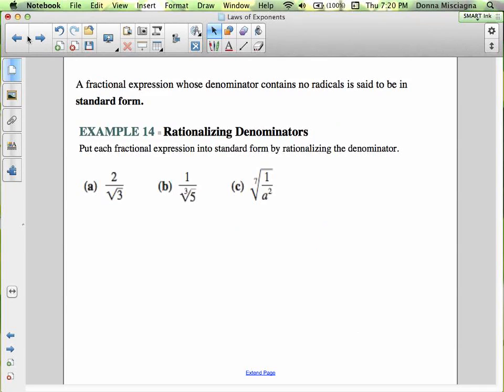This is our last thing. We're going to just rationalize denominators. All right, so you want to rationalize denominators, you want the denominator to be, in this case, a perfect square or a perfect cube or a perfect seventh root, right? So if it's a perfect square, I need 2 factors. So I can't have just 1 square root of 3, I need 2 square roots of 3.